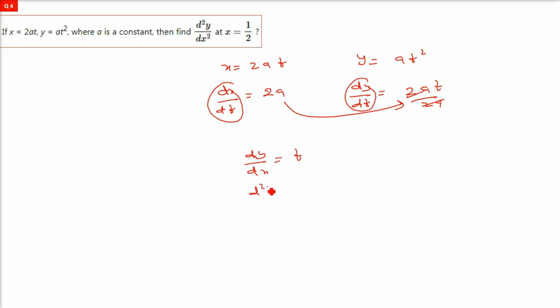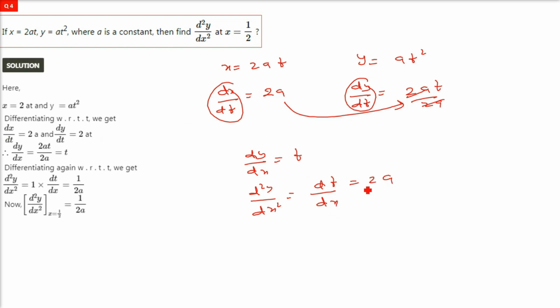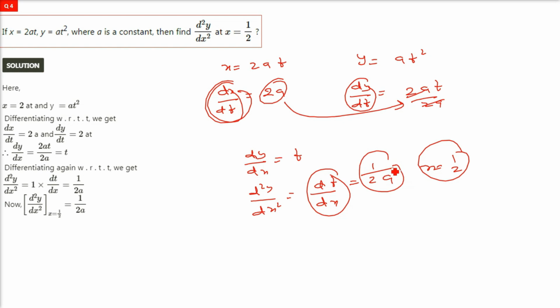So d2y by dx2 will be equal to what? dt by dx. And what is dt by dx? See, dx by dt is 2a, so dt by dx will be 1 by 2a. So it will not be 2a, but it will be 1 by 2a. As I am suggesting, we have to write dt by dx, not dx by dt. But at x equals half, nothing will come because there is no x we have. 1 by 2a is a constant, so there is no point in discussing x equals half.